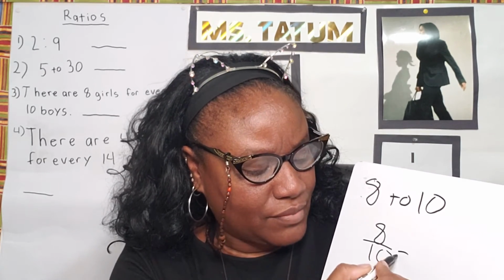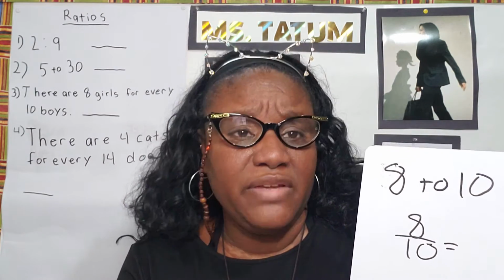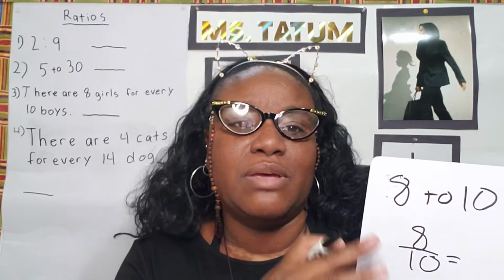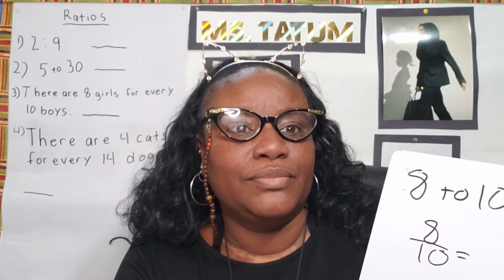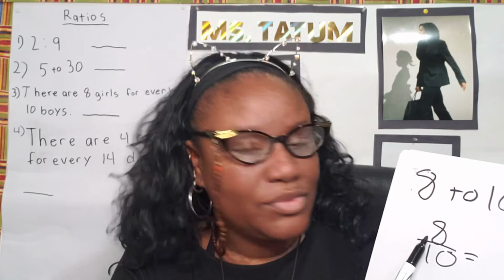8 over 10. What did I notice about these numbers? They're even numbers, which, if they're even, well, if they're odd, they can be reduced, but just off the top of my head, I know they're even. I know it can be reduced. So what am I going to use to reduce it?